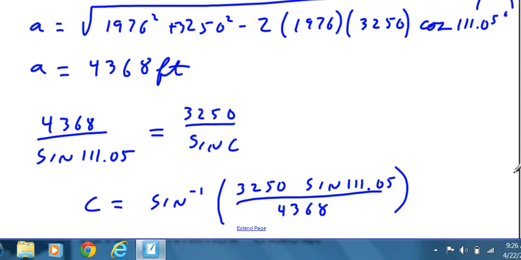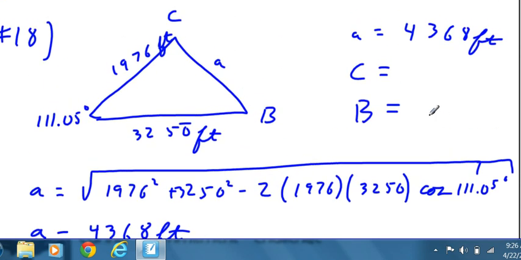Well, you know, if you don't have luck, you don't have anything, right? Back to what I was doing. What was I doing? I was taking the arc sine of 3250 times the sine of 111.05 divided by 4368, close parentheses, equals. And I have lots of significant digits, right? So I'm going to have to call it 43.98 degrees.